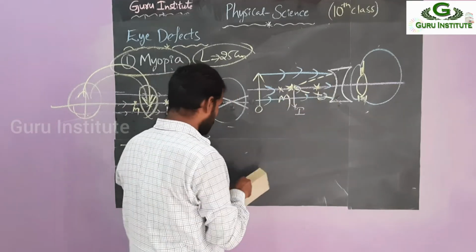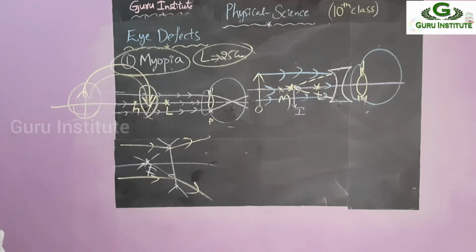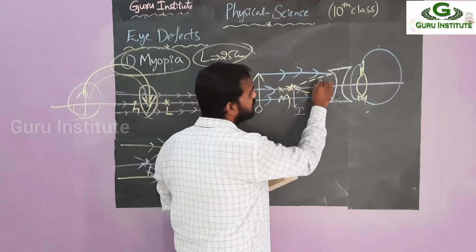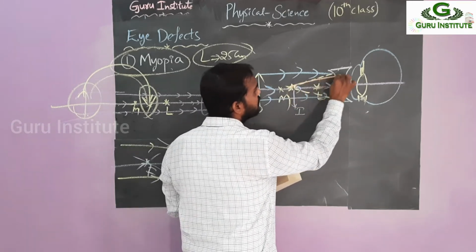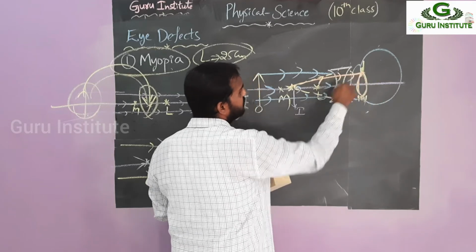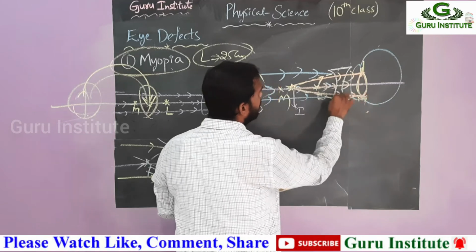So we can take this one. Just see here. We can draw the image of that one by the direct method. From here only we have to draw. So this is the eye lens. This is the first line, then this is the second line, then this is the third line.